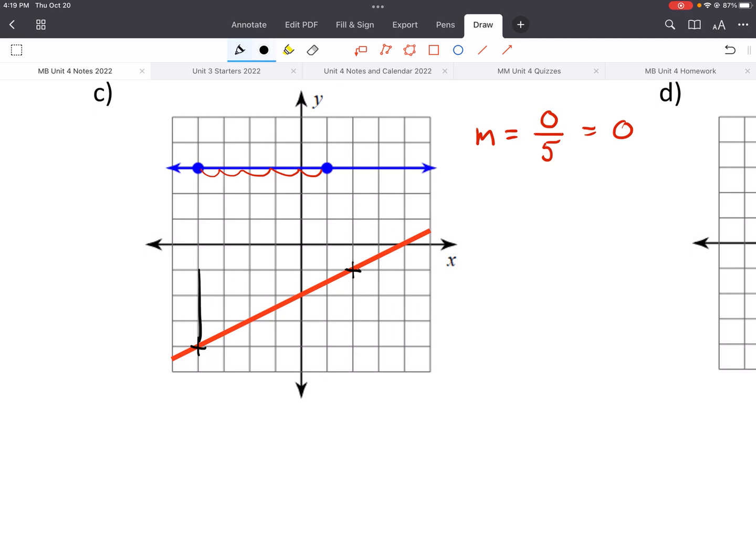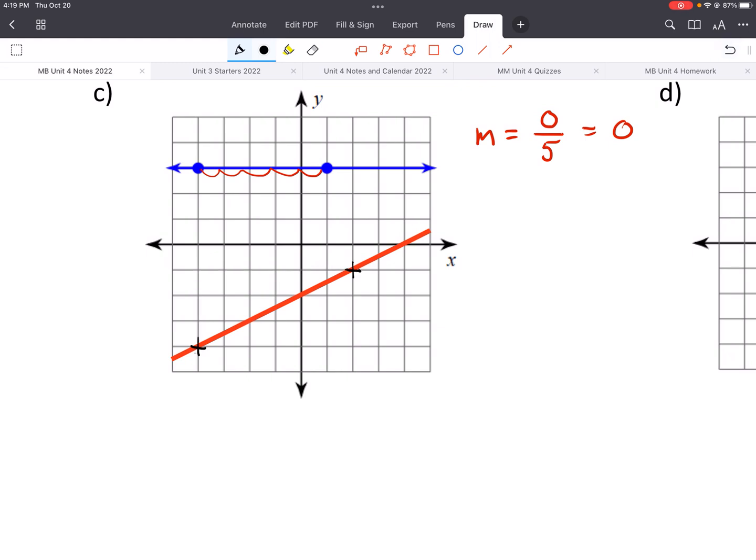So we could do 3 over 6, which would be the same as 1/2. Or we could have used this point and this point. We can go up 1 over 2, and that's also 1/2. So it doesn't really matter what points you choose. Just make sure that you're picking points that are nice points.